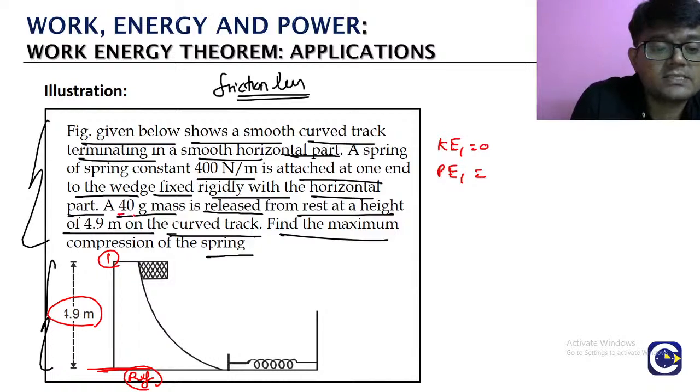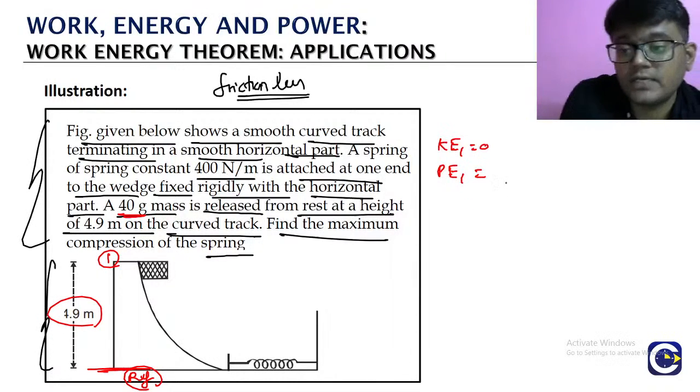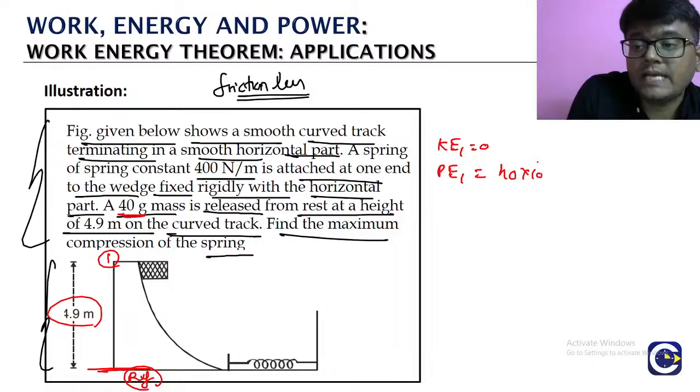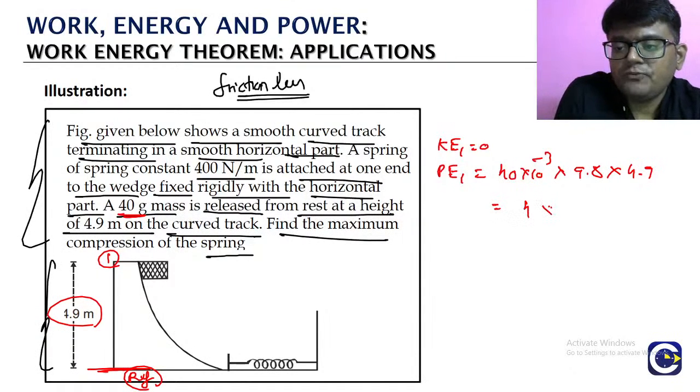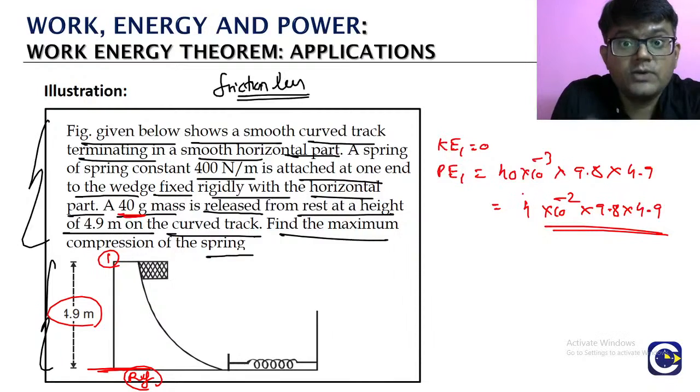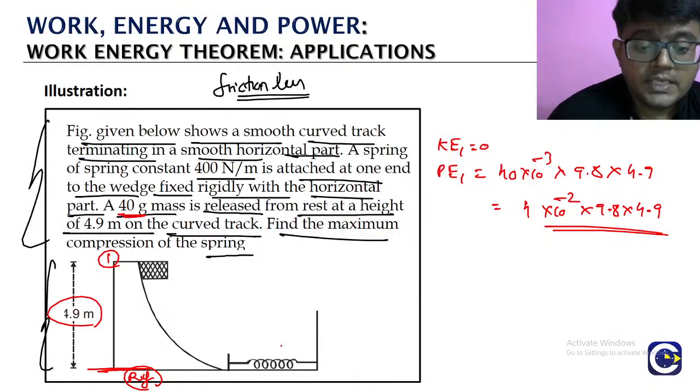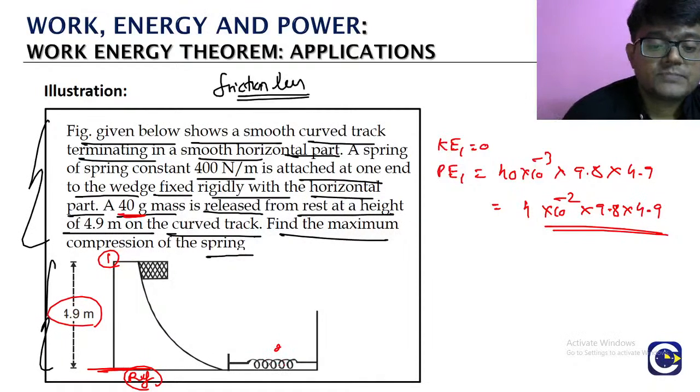What is the mass? 40 grams. We should convert this into SI units. So 40 into 10 power minus 3 into g, 9.8, into h, which is 4.9. So this is 4 into 10 power minus 2 into 9.8 into 4.9. Let us not try to simplify it here itself. We will carry it till the final step. Initially, what about the spring? The spring is in the natural state.